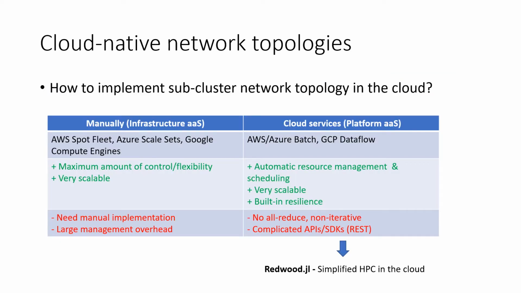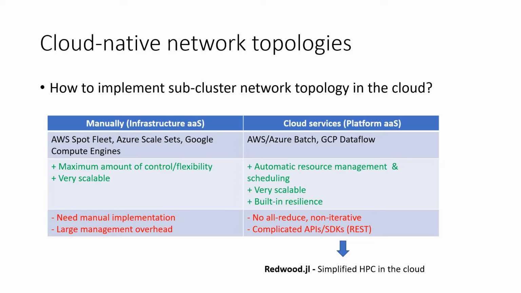We can implement custom network topologies for seismic imaging manually using cloud infrastructure. This approach provides users with a maximum amount of control and flexibility, but also results in a large management overhead. Services for batch computing enable users to build applications with combined data and model parallelism without having to manage resources and scheduling, which is handled by the cloud platform. However, users have to interact with batch computing services through vendor-specific REST APIs or software development kits, which are very different from the message passing interfaces or one-sided communication protocols that HPC users are familiar with.